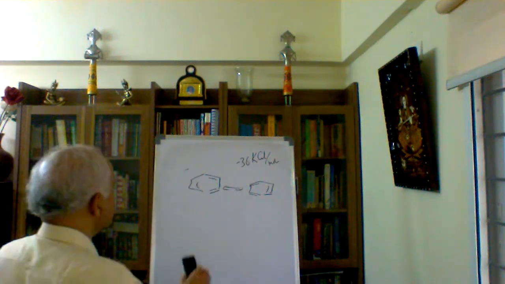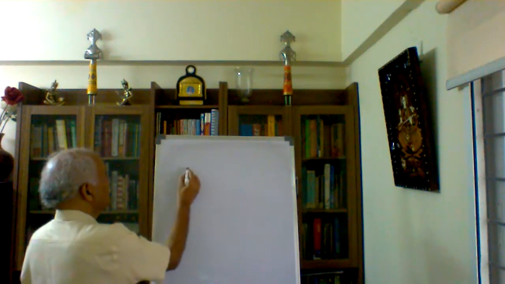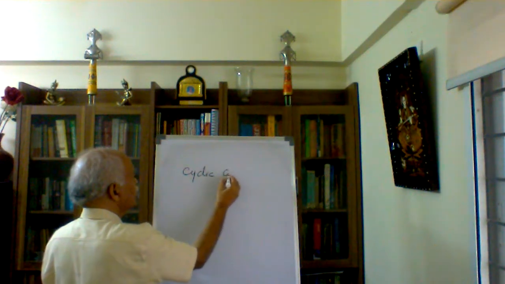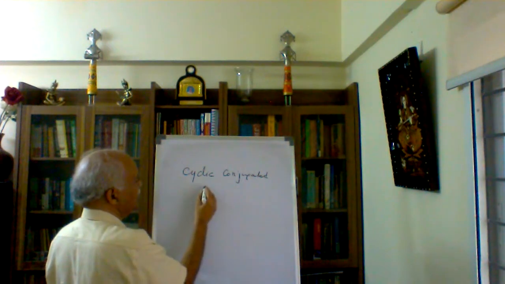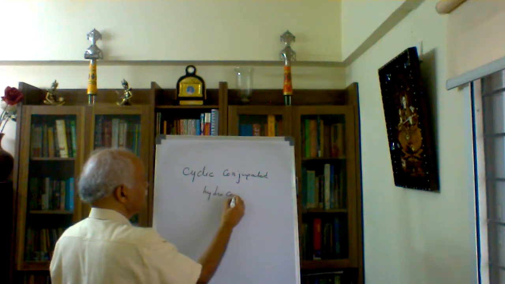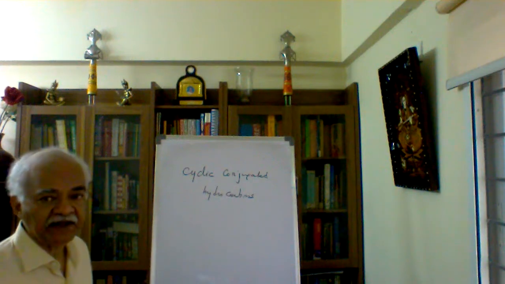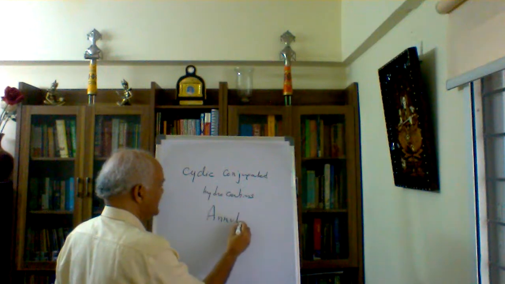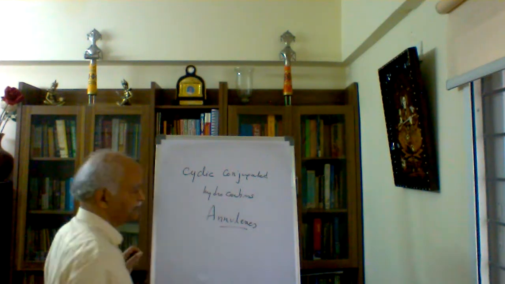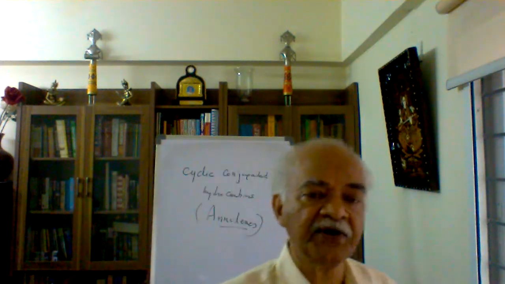Now, I wish to add one new point here. Cyclic conjugated hydrocarbons, and benzene is of course coming under that category. They are given a name. They are called annulenes. Annulenes. This is the name that we normally give for any cyclic conjugated hydrocarbon.